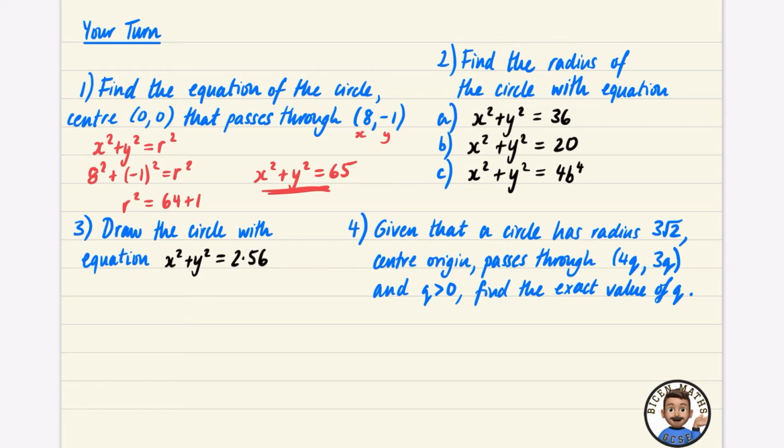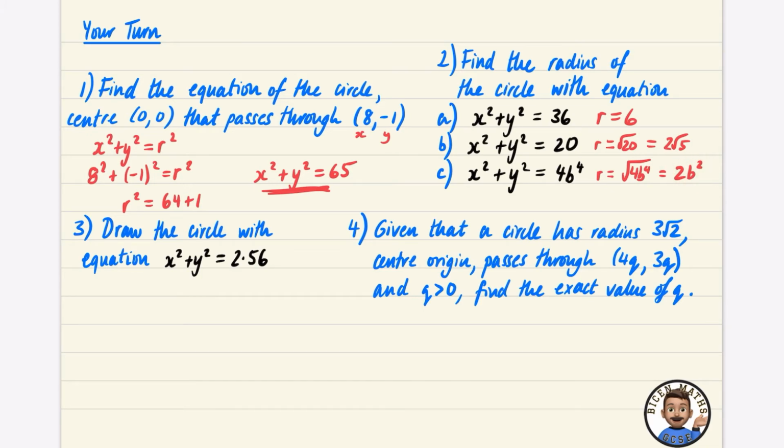Now for these ones, we're just going to find the radius. I'm going to take the square root of 36, which is just 6. I'm going to take the square root of 20, which hopefully you've worked out is the same as 2 root 5, because it's 4 times 5. And then I'm going to take the square root of 4b to the 4. Well, the square root of 4 is 2, and the square root of b to the power of 4 is b squared. So the radius of this last one is 2b squared.